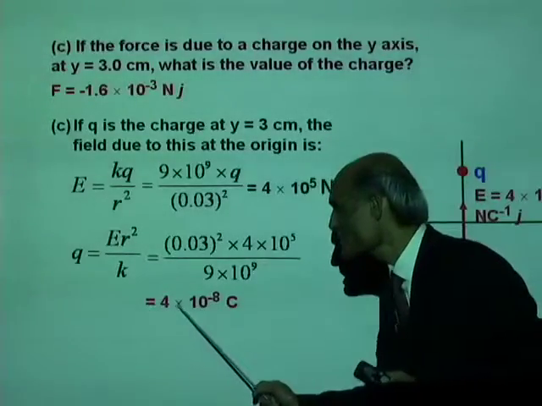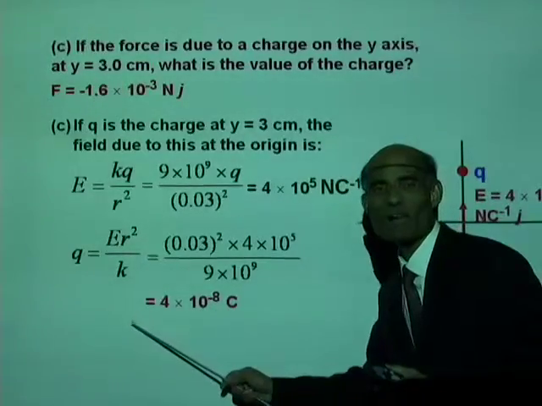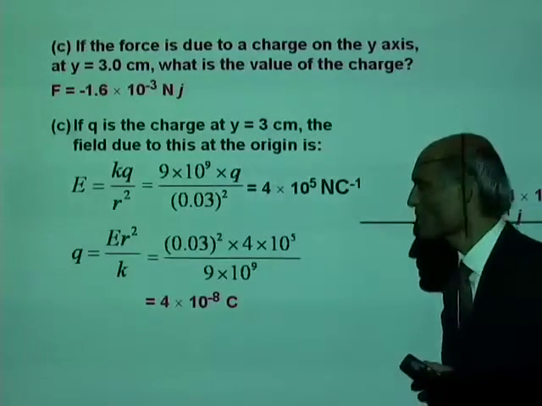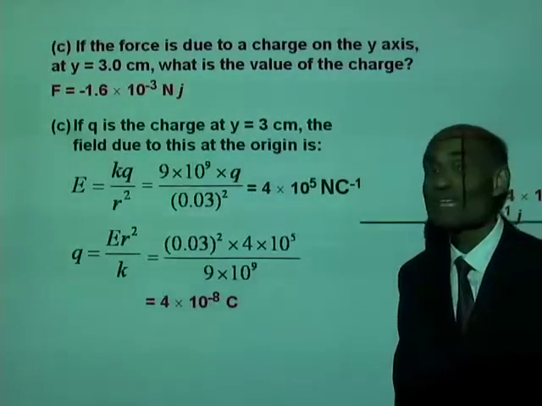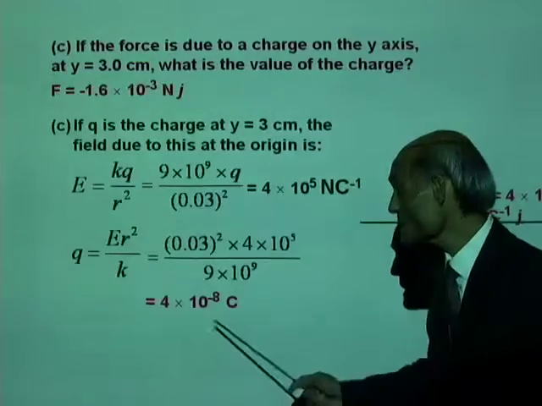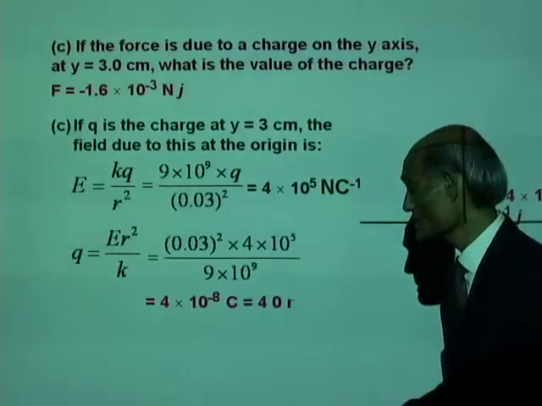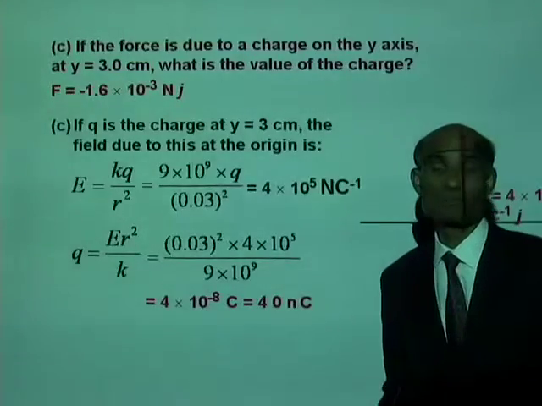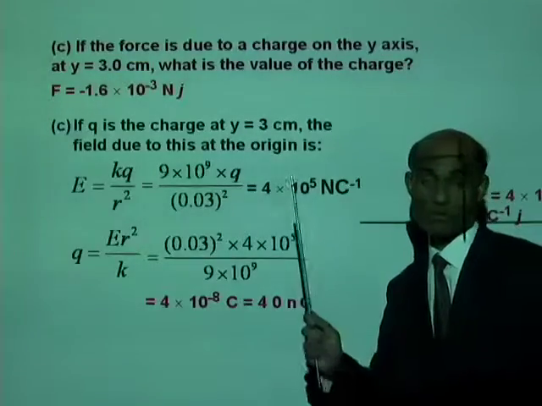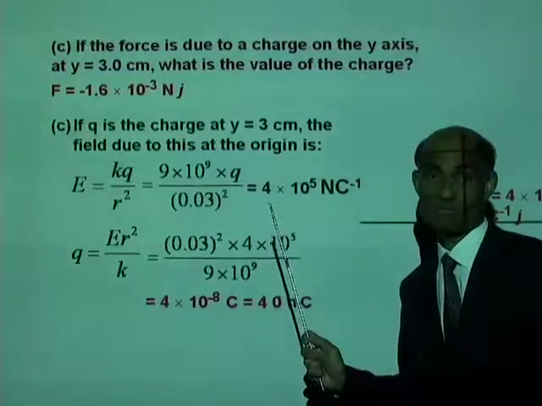Can you write this using nanocoulomb? How many nanocoulombs is this? 4 times 10 to the negative 8 coulombs is 40 nanocoulomb. Is that right? Yes, that's equal to 40 nanocoulomb. Okay? I hope you understood the concept of the problem. Let's do another one.